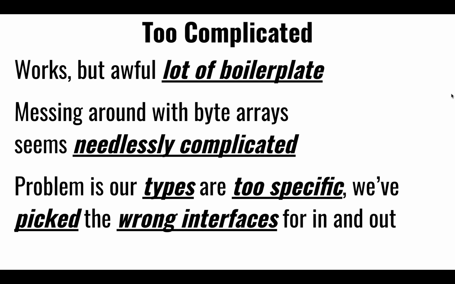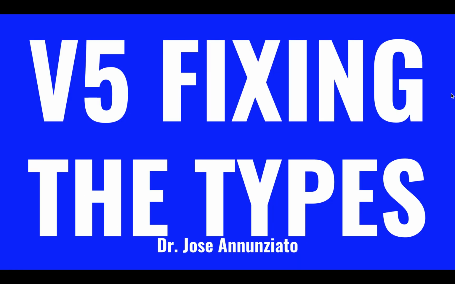So we're going to do the same thing here. We're going to say, well, can't we use something that looks a little more natural than dealing with these bytes and these arrays and whatnot? So we're going to revisit this. We're not going to use these interfaces that we chose originally, the byte array input stream and byte array output stream. Instead, we're going to use something that looks a little bit cleaner. Let's fix the data types that we chose.